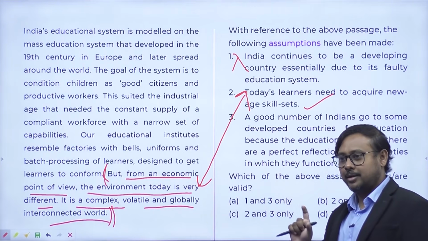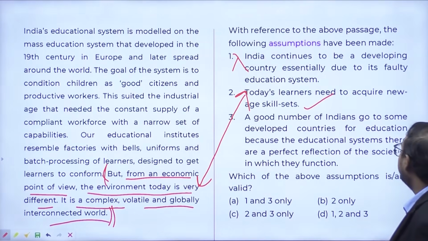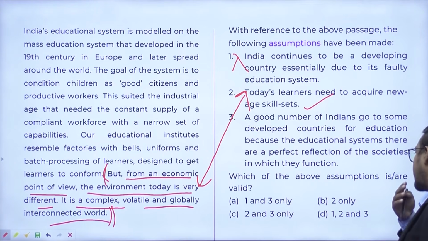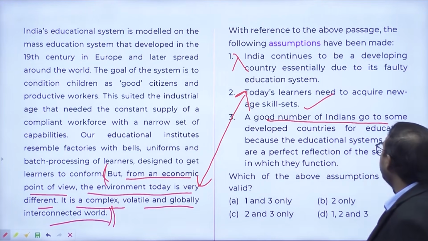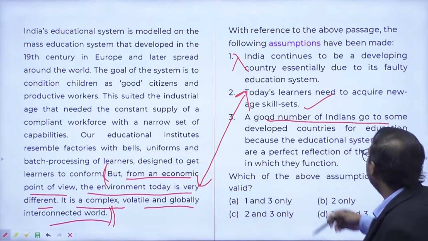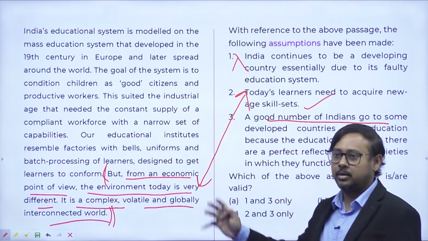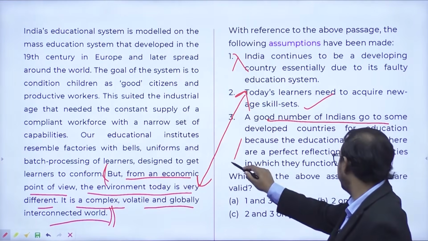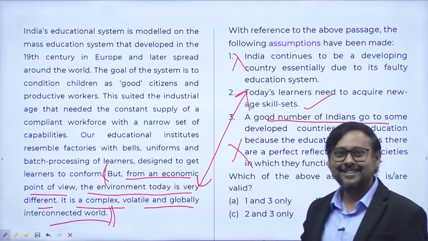Assumption, clear? Clear. Okay, excellent. A good number of Indians go to some developed countries for education because the educational systems there are a perfect reflection of the societies in which they function. Anywhere they have mentioned about a good number of Indians going abroad? Now let's negate this. A good number of Indians do not go abroad, or whatever it is. It does not have any bearing on the statement, the passage only. So this is also incorrect. Answer is 2 only. This is an easy question. Okay, difficult questions will come.